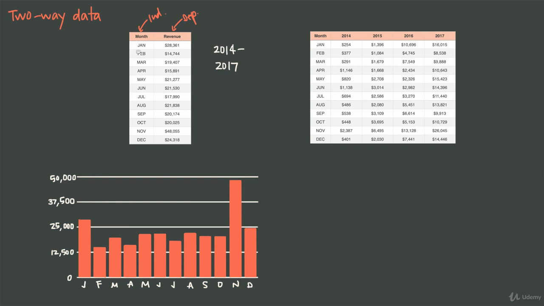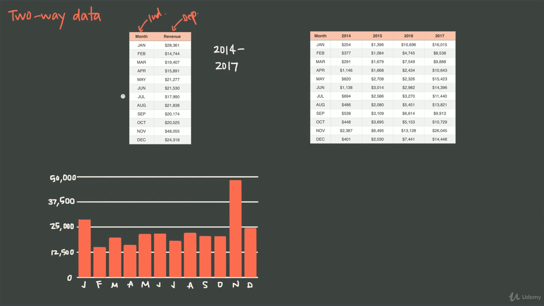With one-way data, we just have the individuals and then the variables here. And the dependent variable only depends on one thing. Again, going back to the how many questions do you have to ask idea, if I ask you, how much revenue did we make? You only need to ask me one question. For which month? If I then tell you July, you can tell me right away, oh, $17,990. All you need to know is the month.